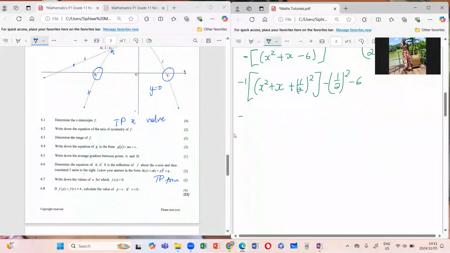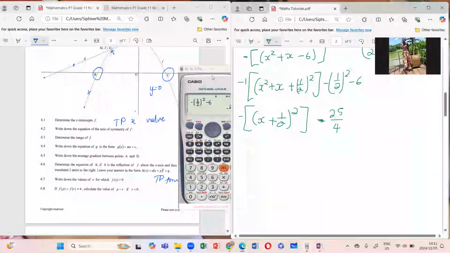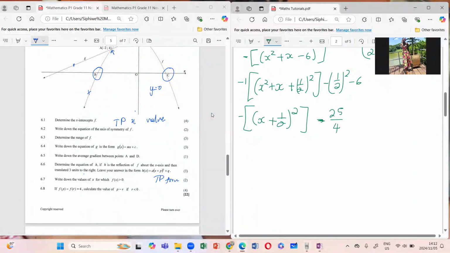Then we simplify this. So x plus half all squared, and then we need to simplify what is minus half squared minus 6. Let's get our calculator. Minus, into bracket, half squared, minus 6. That is minus 25 over 4. Okay, same equation in turning point form.